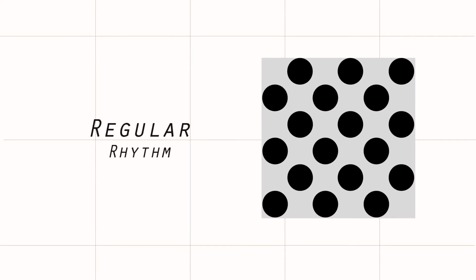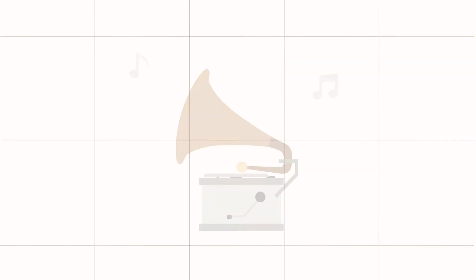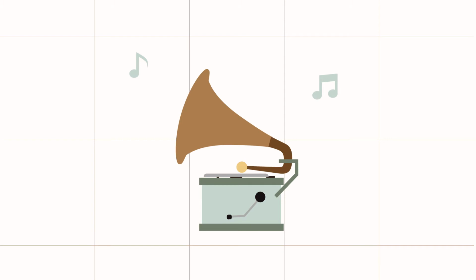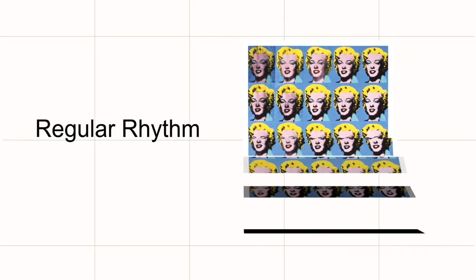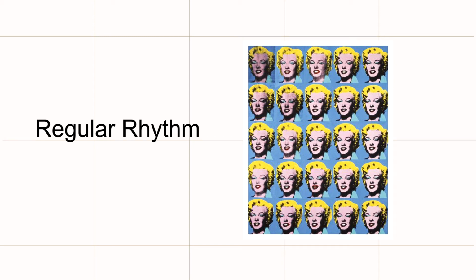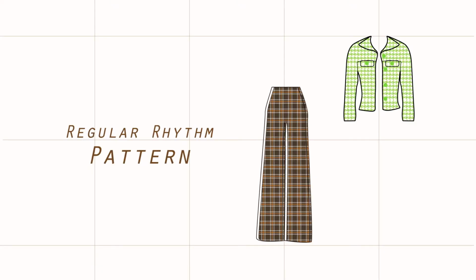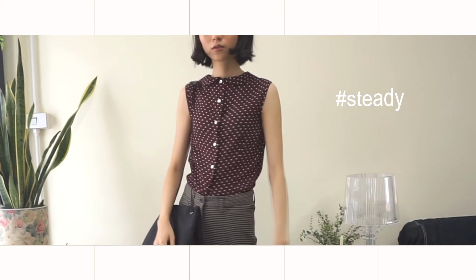Starting from regular rhythm, it is how similar elements in size or length repeat at the same interval, and this monotonous rhythm has a steady beat, consistent and predictable. However, it can be boring if you overuse this type of rhythm. In styling, you can find regular rhythm in most grid patterns like stripe, tartan, plaid, or polka dots.